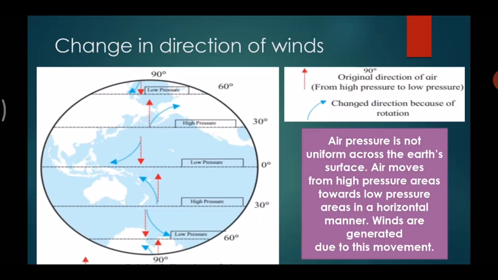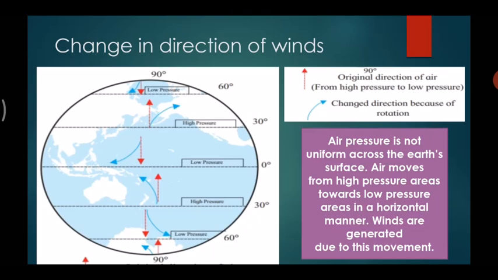So one more thing. You know the pressure belts on the earth now, right? You know which pressure belts are there. That means what? Air pressure is not uniform. Air pressure is not equal. Somewhere it is high and somewhere it is low. And as I told you previously, air will always move. The movement of air will be from high pressure area towards the low pressure area. Okay, so the movement of air will always be from high to low.